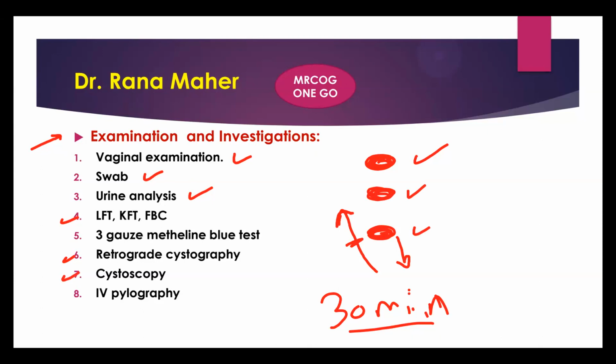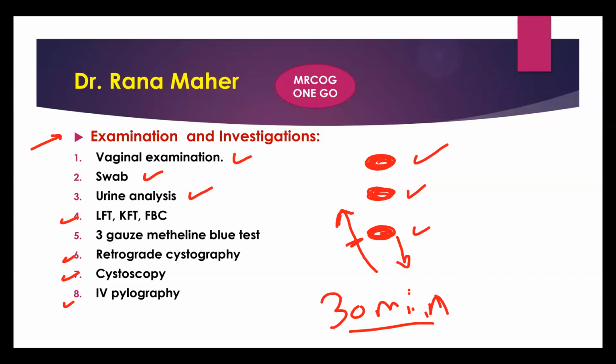Cystoscopy, so it will be under vision, so we can see the fistula itself and also assess the size. IV pyelography, if I suspect ureterovaginal fistula. If the problem is with the ureters, it's better to have IV pyelography. So these are the examinations and all the investigations.